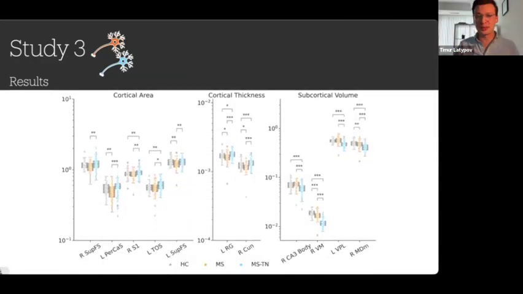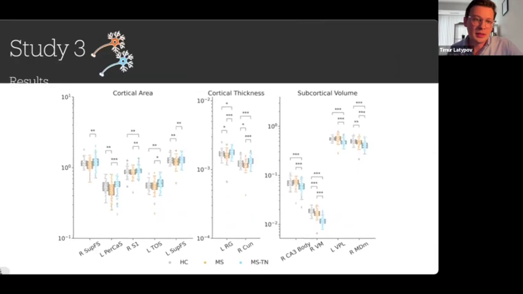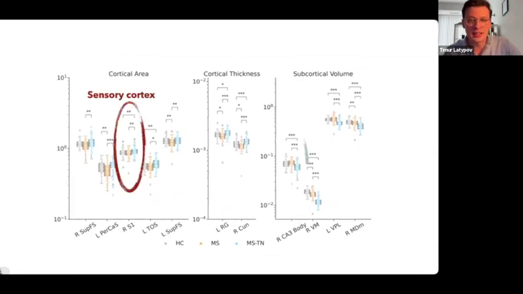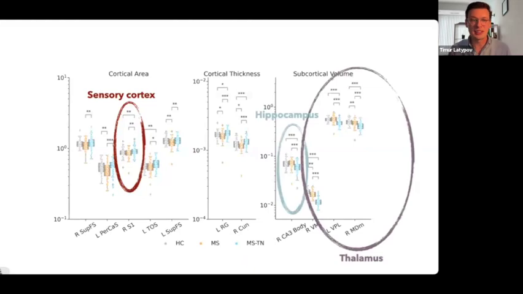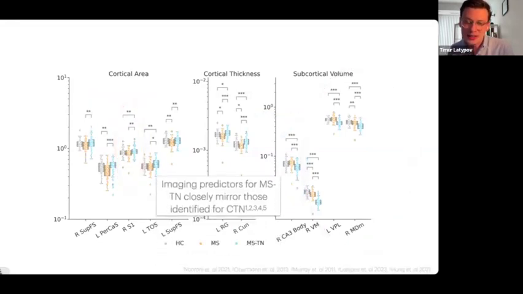So we took a closer look at these 17 structures. We compared them statistically between MS and MSTN groups, and we also used the healthy control group, age and sex matched, as a baseline to see what is the directionality of these brain changes. 11 features that are displayed on the slide, as you can see, showed some statistical difference. This, for example, includes the sensory cortex, as well as the thalamus and hippocampus, regions we know are important for the pain perception.